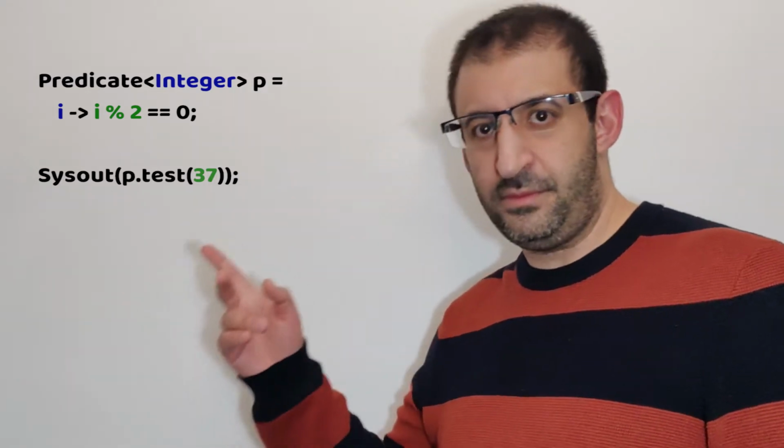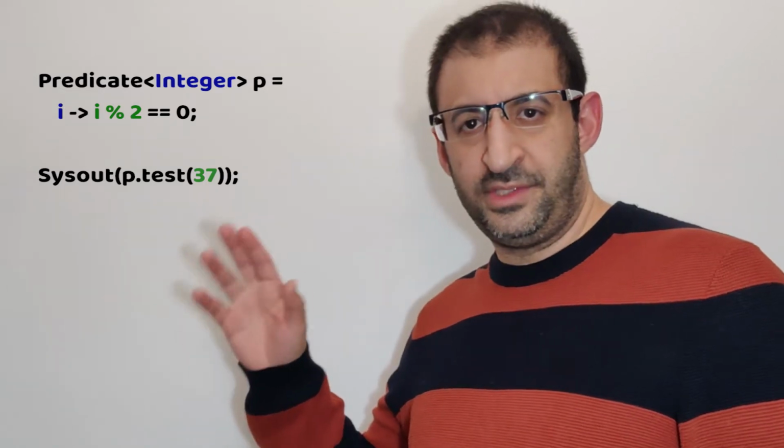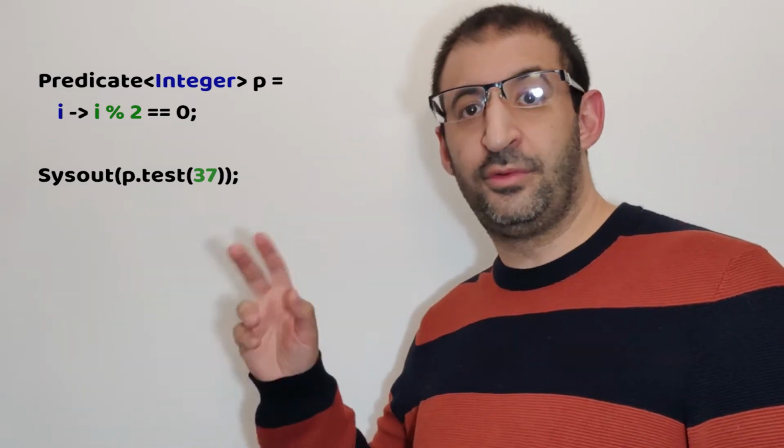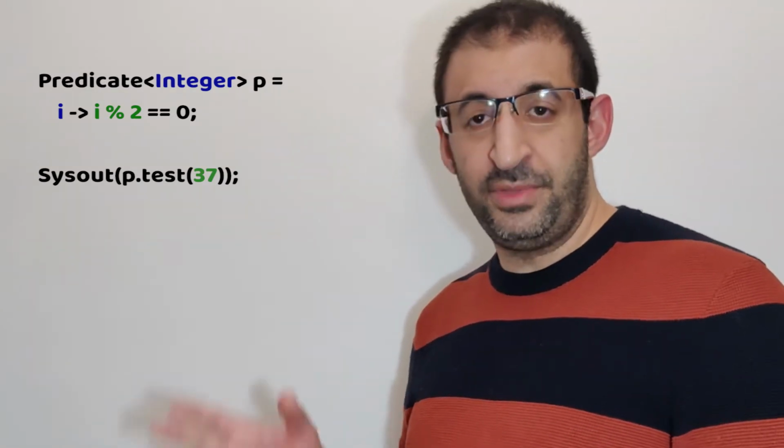Now, let's write a simple example. Predicate of Integer, p. I want to check if the number is even or not, which means divided by 2 or not. So a, simple arrow, a % 2 == 0. And I will make a simple test to check this: System.out.println(p.test(37)). So the result will be false.